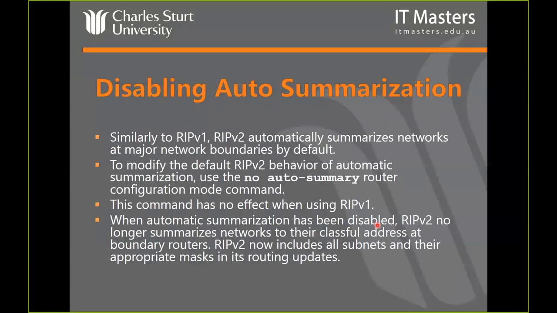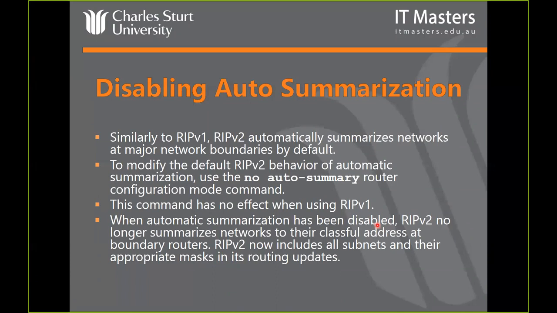Now, auto summarization. Similarly to RIP version 1, RIP version 2 will automatically summarize networks at major network boundaries by default. So even though it sends subnet information with its updates, it will still summarize at the major network boundaries. So that means it'll summarize all class A addresses with a /8, class B with a /16, class C with a /24.